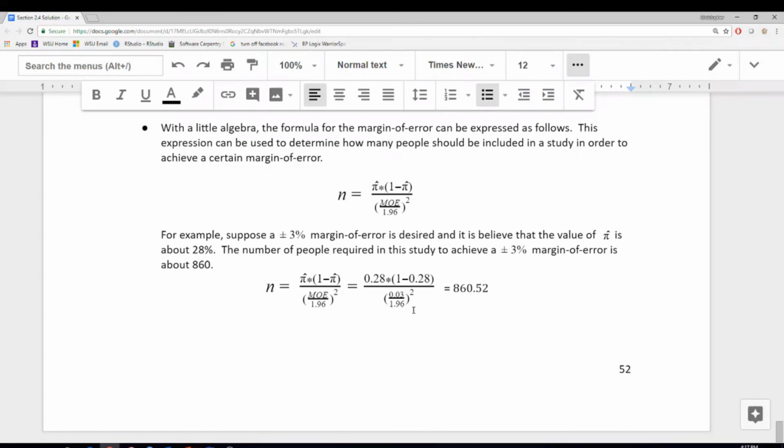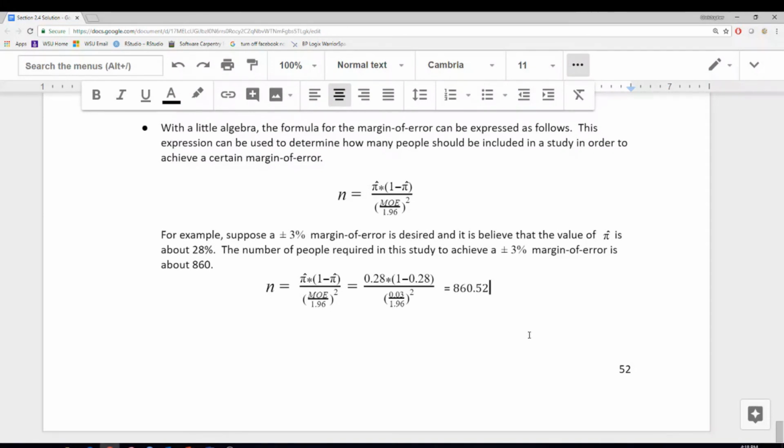I've got the 1.96. I'm going to put 0.28 in there for my pi hat quantity. And I can just push through these calculations. And the sample size necessary in order to achieve a 3% margin of error is about 860 people. So that will tell me how many people I actually need to get in my survey in order to ensure a 3% margin of error. So that's commonly done in polls, in that somebody has predetermined what they want their margin of error to be, and then they go out and select that many people.